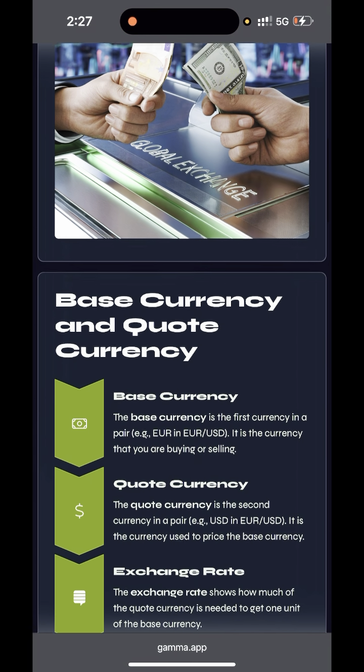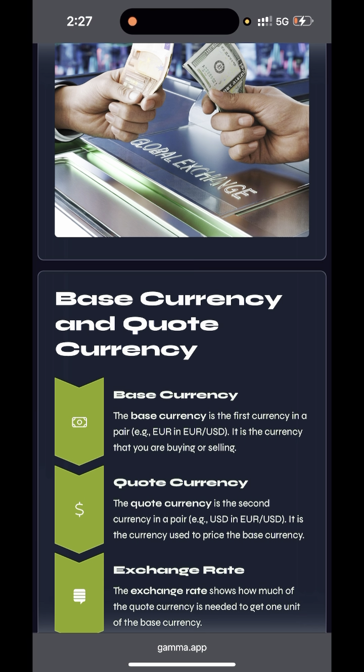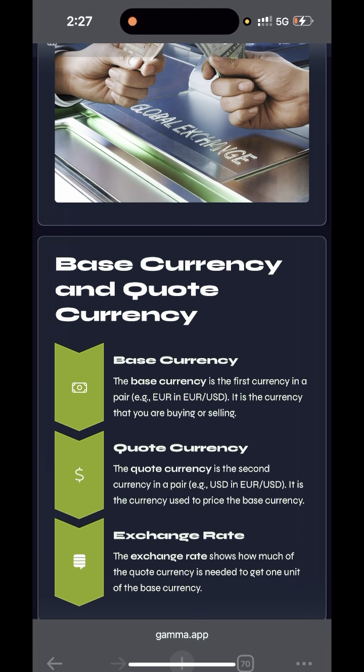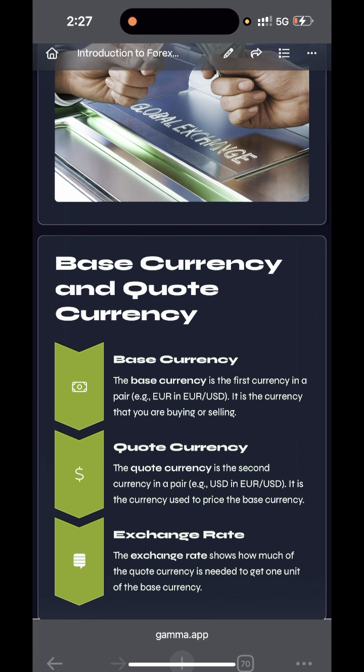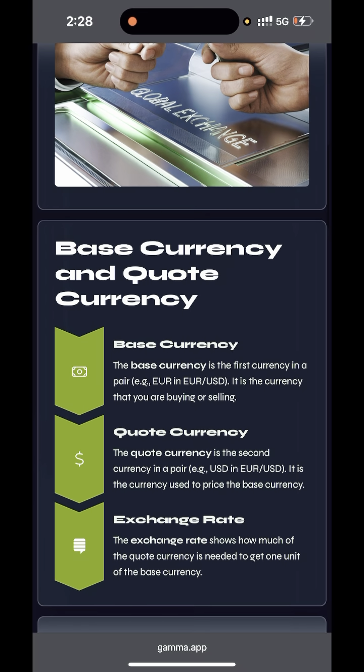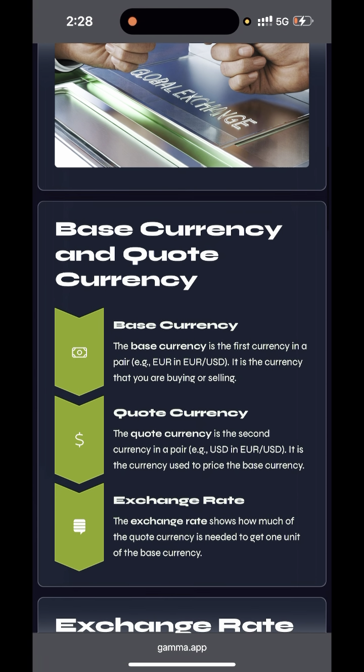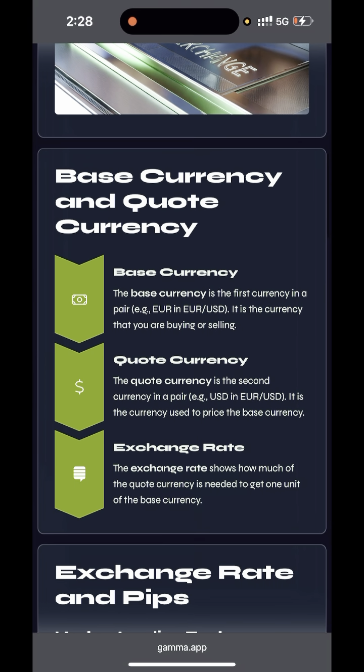For you to do that, there's something called the base currency. The base currency is basically the first currency in your pair. For instance, in EUR/USD, the euro is the base currency. In NGN/USD, Nigerian naira is the base currency. If you see GBP/JPY, the British pound is the base currency. So basically the first currency is what is referred to as the base currency. Then the quote currency is the second currency in the pair, what you are trading against.